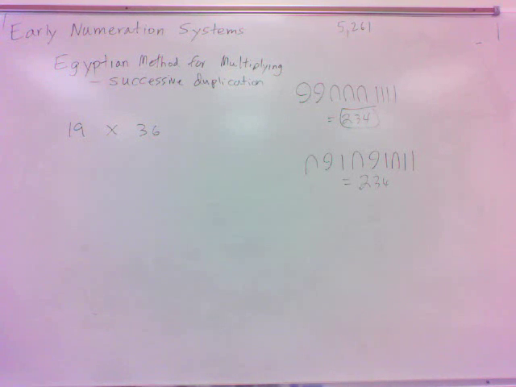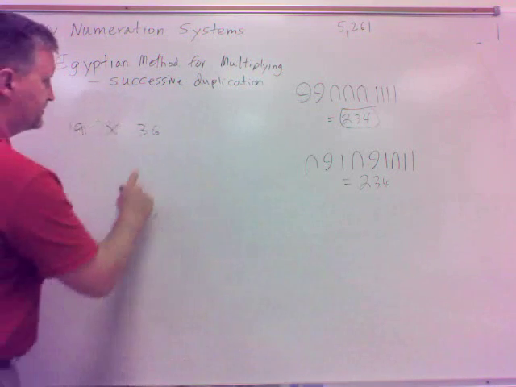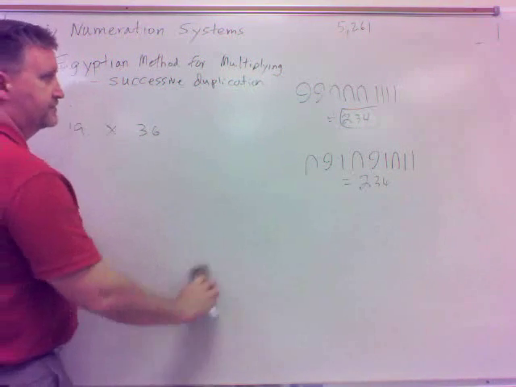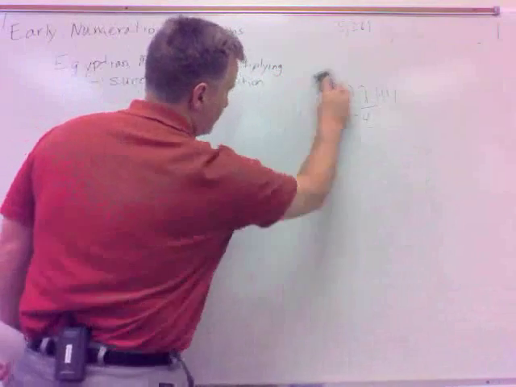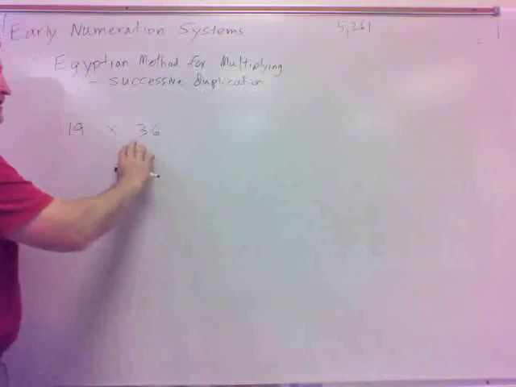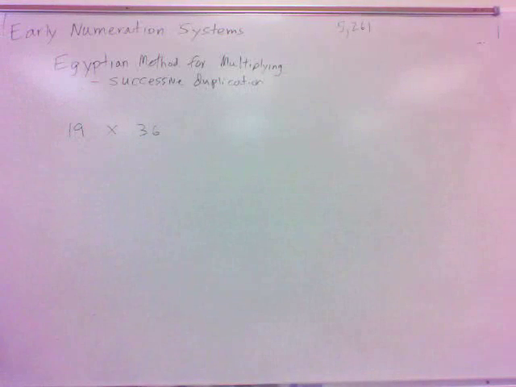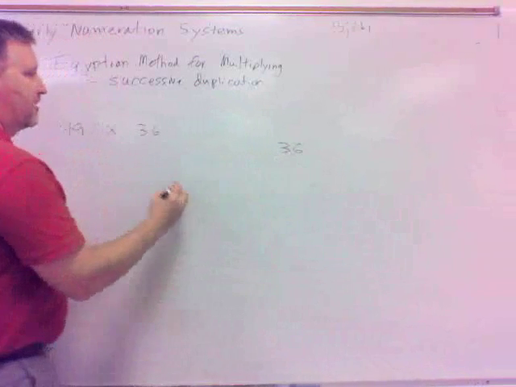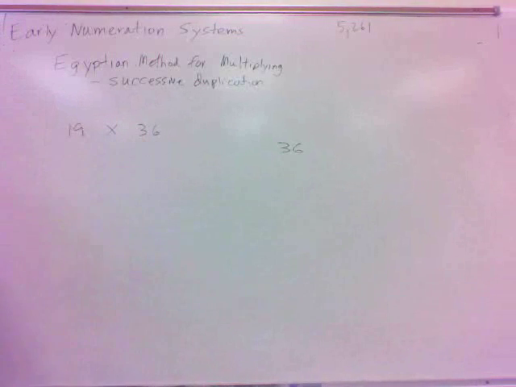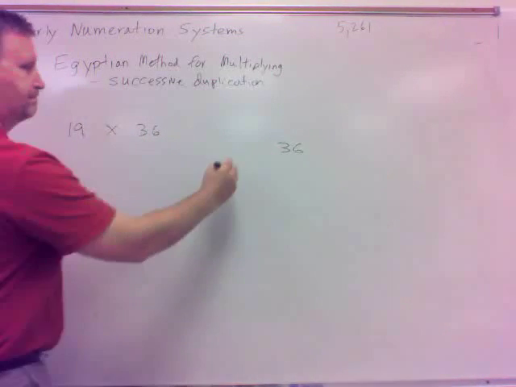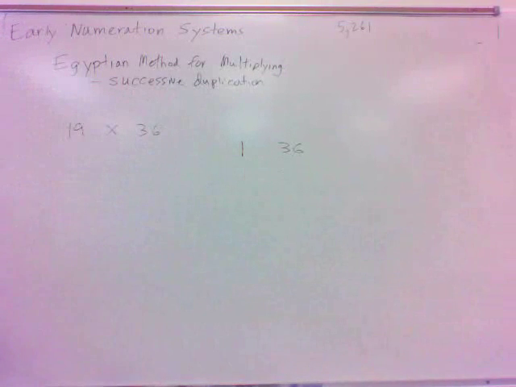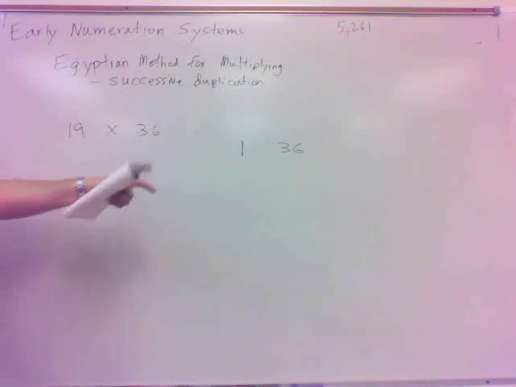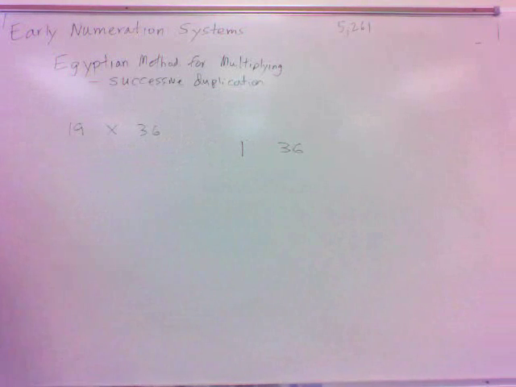Here's the way they would do it. What they would do is they would take the larger of the numbers. Of course, I'm using our numbers now. They would have had theirs with heel bones and stroke marks and all that, but I'm just going to use our numbers. They take the larger number, which in this case is 36, and then write a 1 beside that. So if it had been 19 times 45, we would have put 45 with a 1 beside it. So whatever the larger number is, put a 1 beside it.